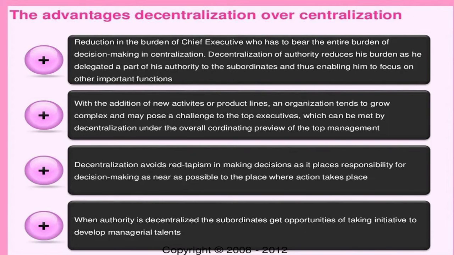If the boss has not taken a decision, that's all, keep quiet. That will be there. So here, under decentralization, next level people, functionaries, are going to take decisions, which will reduce the burden on the bosses or centralized authorities. When authority is decentralized, the subordinates get opportunities of taking initiative to develop managerial talents.